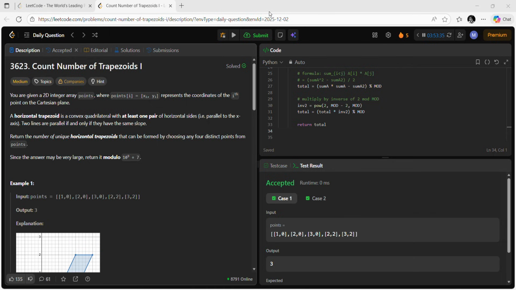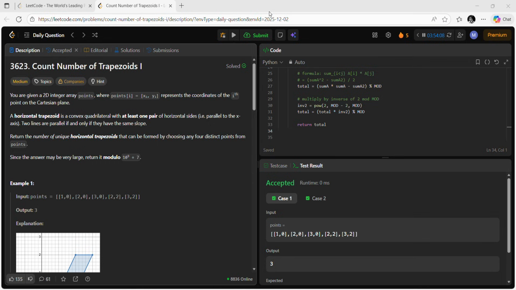In today's video, we are going to solve a really interesting geometry and combinatorics problem: counting how many horizontal trapezoids we can form from a set of points on a 2D plane. This problem looks tricky at first, but once we break it down with smart observations, it becomes surprisingly simple. So grab your notebook and let's dive deep into the explanation.